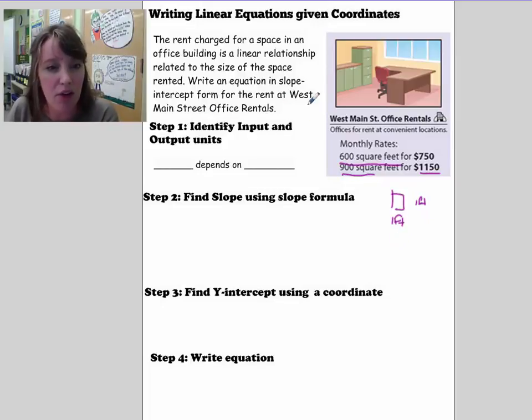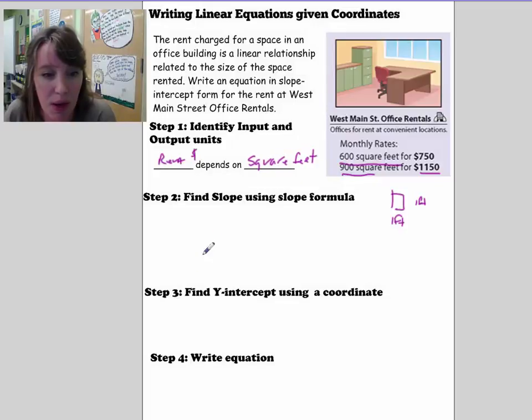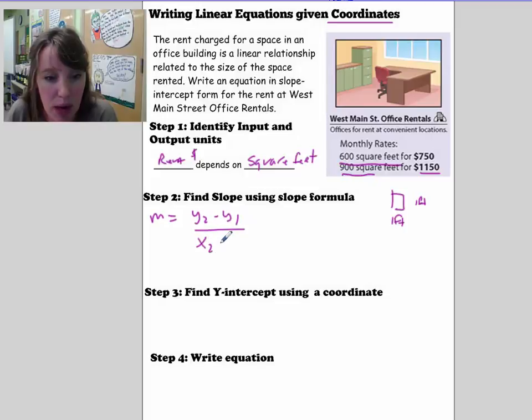All right, identify our input and output. The rent in dollars depends on the square feet. Okay, find slope using the slope formula. Now, if we're given two coordinates, we can't use the rise over run like we've been using. So we're just going to have to use the slope formula, which is y2 minus y1 over x2 minus x1.